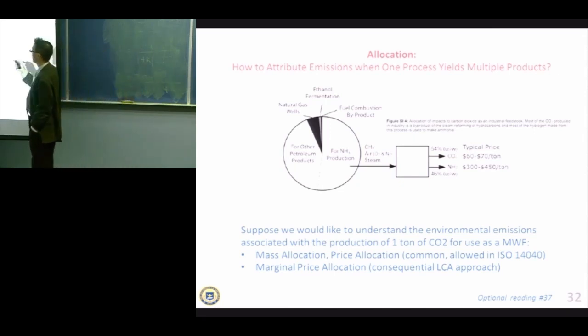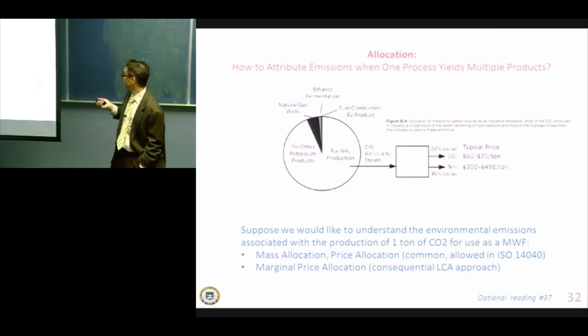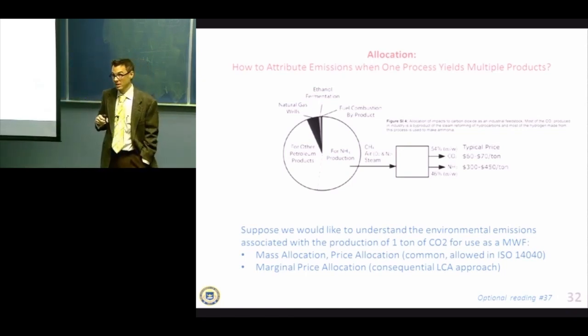You can go by the price, right? So here's the price of CO2 and here's the price of ammonia per ton. Basically, if you add the two up, the CO2 is about 1/6 of the total. So we'll give 1/6 of the burdens to CO2.